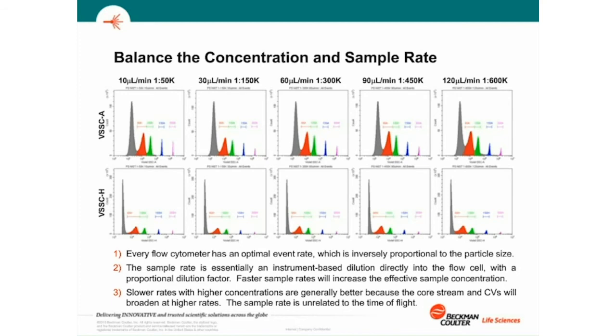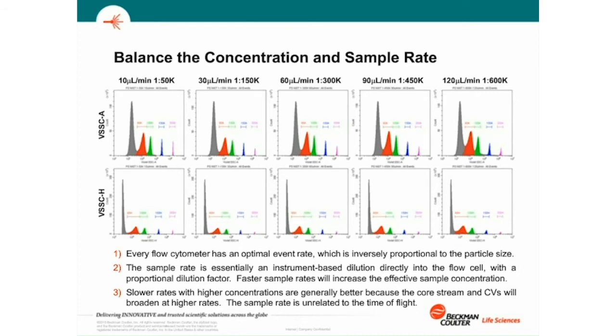The sample rate, slow, medium, high, et cetera, the 10 microliters per minute, 60 microliters per minute, is essentially an instrument-based dilution directly into the flow cell. So it has a proportional dilution factor, and it counterbalances with whatever the sample concentration is. So in fact, if you have a very high concentration, and it is optimal at, for instance, 10 microliters per minute, if you increase the flow rate to 60 microliters per minute, it in effect increases that concentration sixfold, so you may induce swarming in your sample. So you need to balance the flow rate and sample concentration.